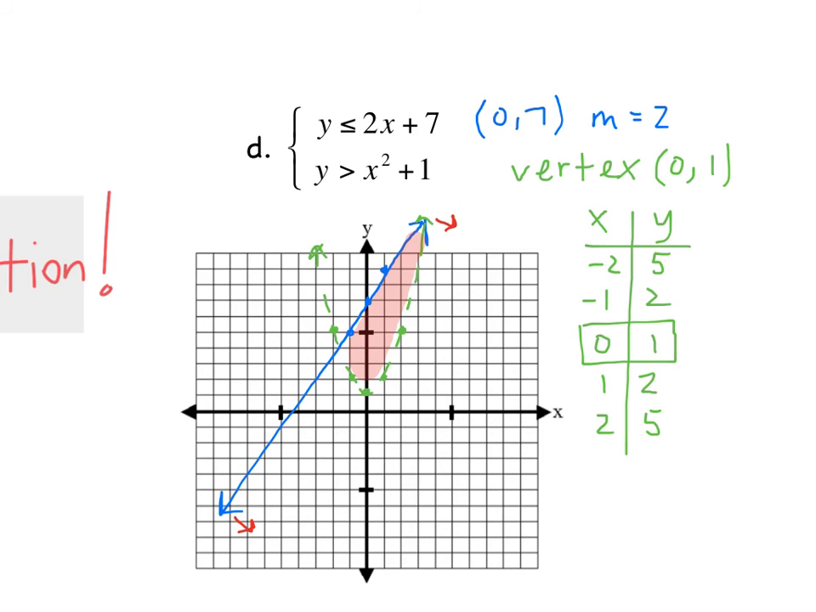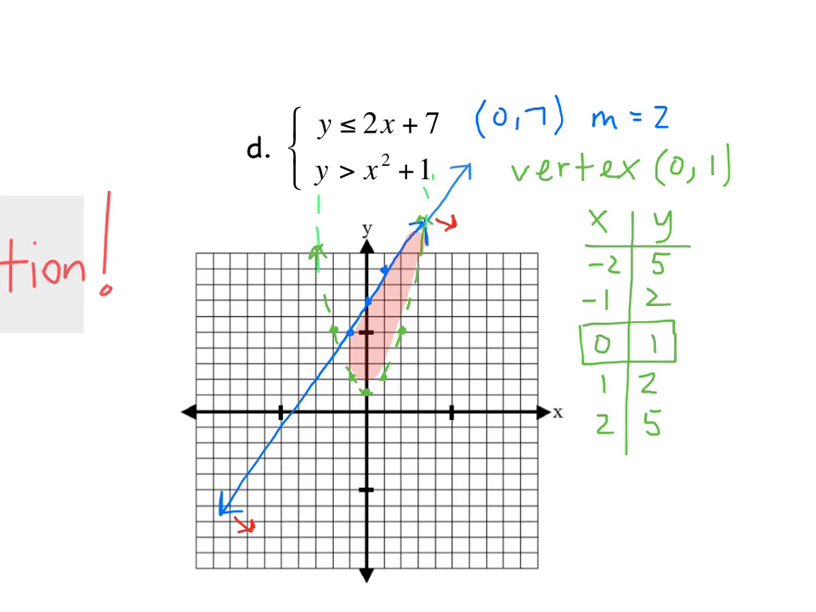Okay, our quadratic here. Vertex is (0, 1). We pick points that surround it, and we get our other y values here. So hopefully you were okay graphing that. It is a dashed boundary. Make sure you extend it enough so that they intersect. So I really should have extended my blue line a little bit, as well as my parabola.